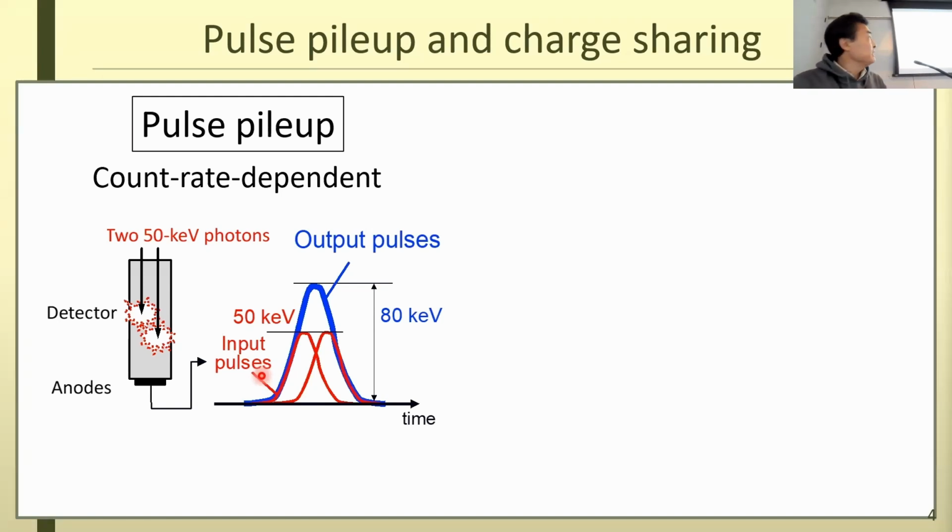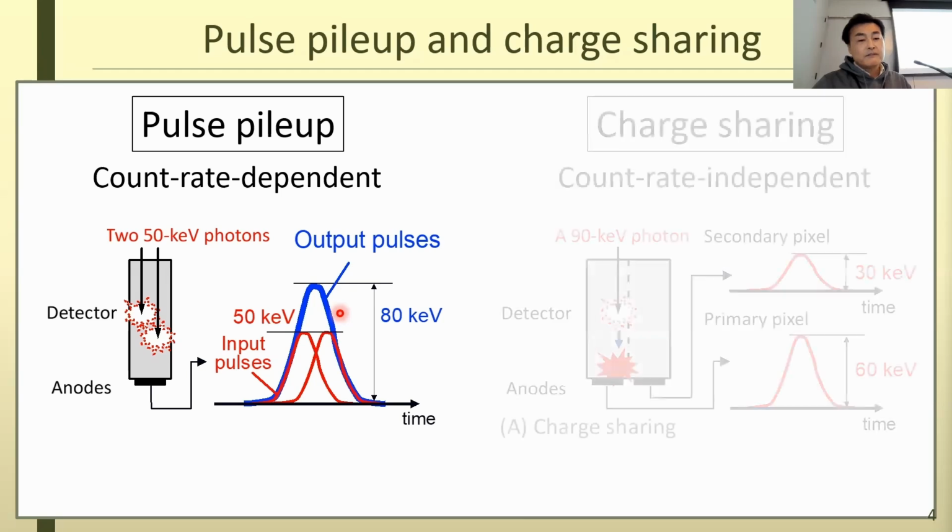So on the left, you see pulse pileup: when quasi-coincident photons are incident onto the detector, that may create an integrated pulse, observed as one pulse with higher energy than the originals. And that's the main topic of today's talk.